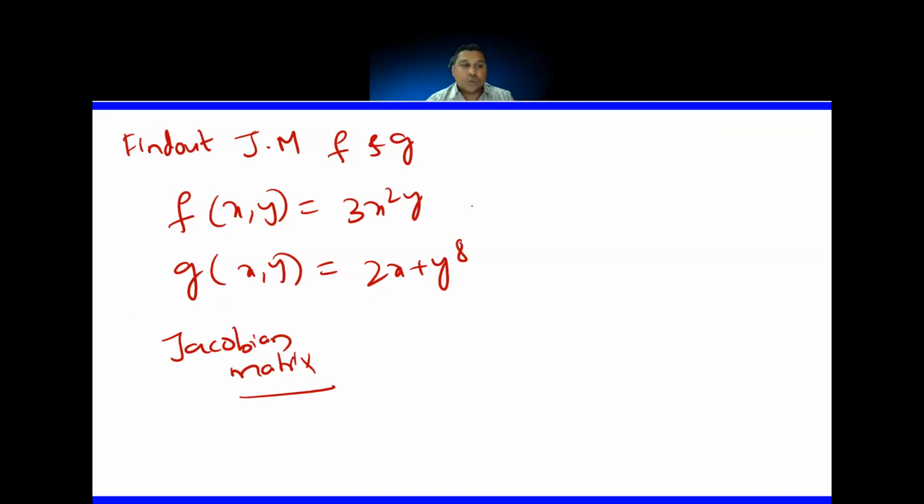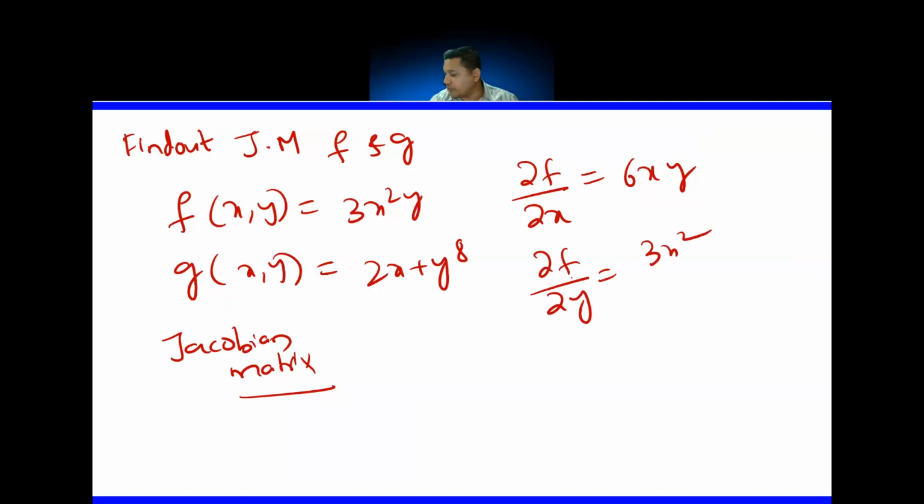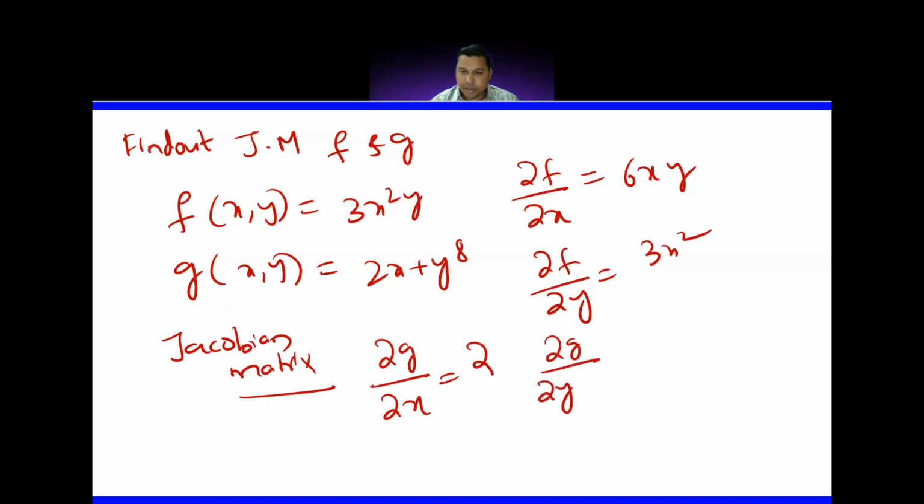Right? Let's try to solve. This is a simple function. I first have to find ∂f/∂x. Here y is constant, so 3x² becomes 6xy. Next, find ∂f/∂y. This becomes 3x², since the derivative with respect to y is 1 and the x terms get removed. Now find ∂g/∂x. This is 2 because the y terms become 0. Similarly, ∂g/∂y. If you do this with respect to y, x becomes 0.